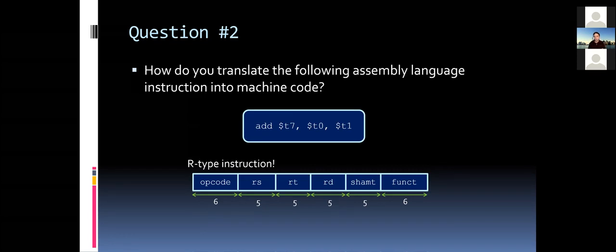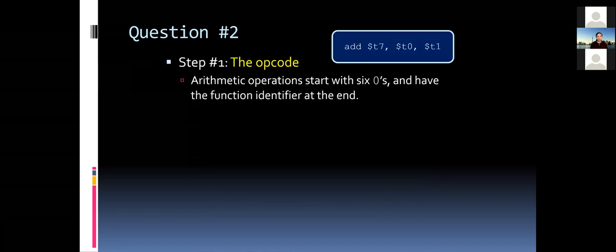Yes, Yinin said it's 6 zeros, right? So the first 6 bits are all zeros. And the function of an add is actually stored in the last 6 bits, in funct, right? And then we also need to encode all the registers: register RS, register RT, and register RD. The first two are parameters, and the third one is the destination register.